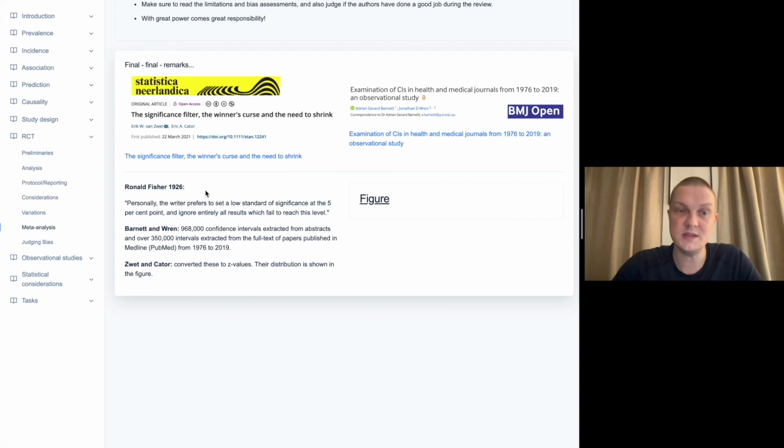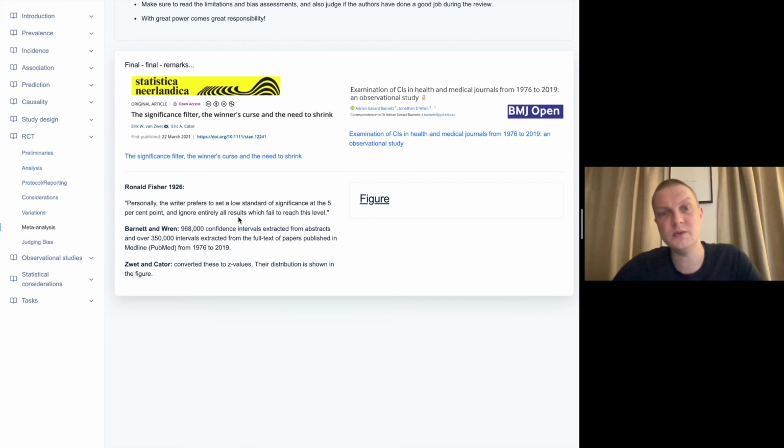In 1926, Ronald Fisher said, "Personally, the writer prefers to set a low standard of significance at the 5% point and ignore entirely all results which fail to reach this level." Unfortunately, scientists took this to heart and ignored results which failed to reach this level, this quite arbitrary level. This means that a lot of important research which has not reached this holy 0.05 significance level has never been published.